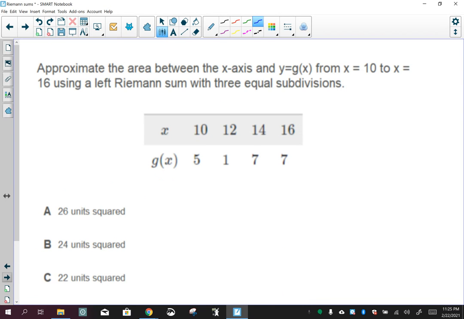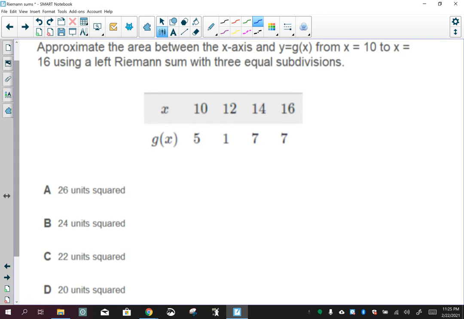All right, so take a few moments and try this problem out here. We're going to go from 10 to 16, and I need 3 equal subdivisions with a left Riemann sum. So go ahead and hit your pause button now. All right, welcome back. Let's see how you did.